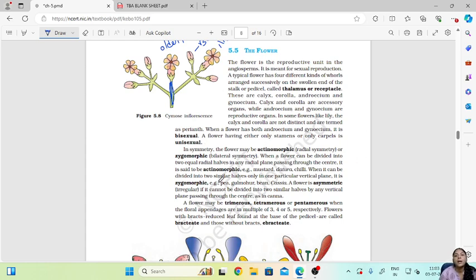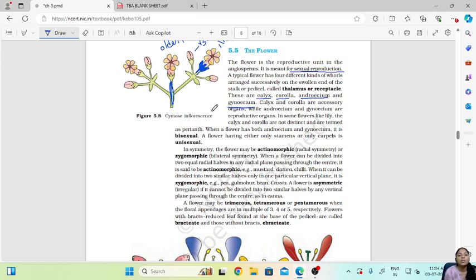Then let us see the different parts of flowers. As we know, a flower is a reproductive unit in the angiosperms or the flowering plant. It is meant for sexual reproduction. A typical flower has 4 different kinds of whorls that are arranged at the swollen end of the stalk or pedicel. This part is the swollen end of the stalk or the pedicel, and this part is called the thalamus or the receptacle. Then the 4 different kinds of parts or the whorls of flower are calyx, corolla, androecium and gynoecium. Calyx means the sepals, corolla are the petals, androecium the stamens, and gynoecium means the pistil or the carpel of flower.